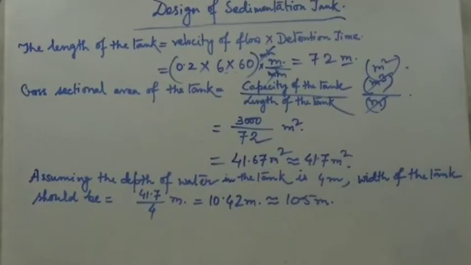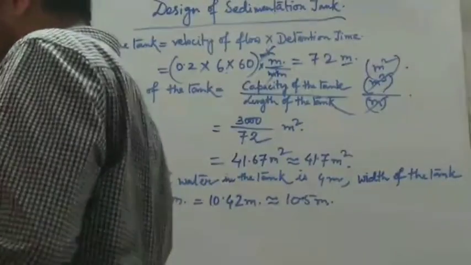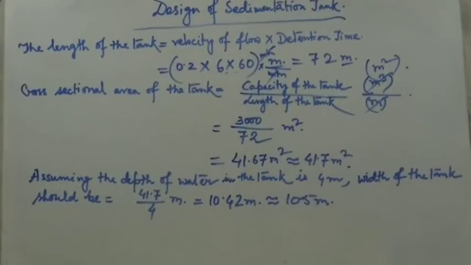So the depth of the water is 4 meter, and the width of the tank is 10.42 meter, which we can write down as almost equal to 10.5 meter. So here the three dimensions, that is length into width into depth, we have already calculated, and here the depth value is assumed.